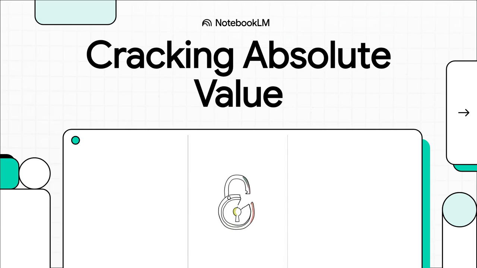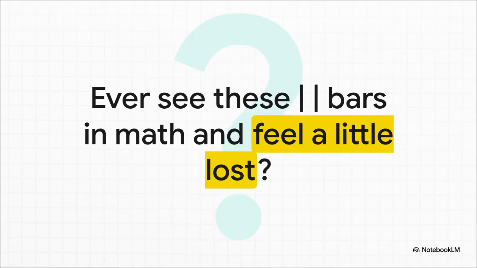All right, let's get right into it. Today we're going to crack the code on a piece of math that you see all over the place, from your first algebra class all the way to complex engineering, the absolute value. You know what I'm talking about, right? Those two little vertical bars hugging a number?